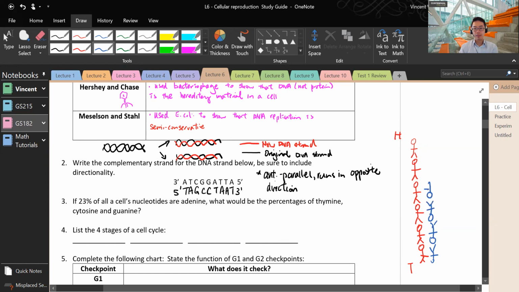Okay, so it's parallel in the sense that they are right next to each other. The distance between them don't change. Okay, but now instead of head to toe, we're going to have toe to head. Okay, so obviously the DNA strands don't have head or tail or toes. So instead of head to toe, we would say 3 to 5. And then on the other strand would be 5 to 3.